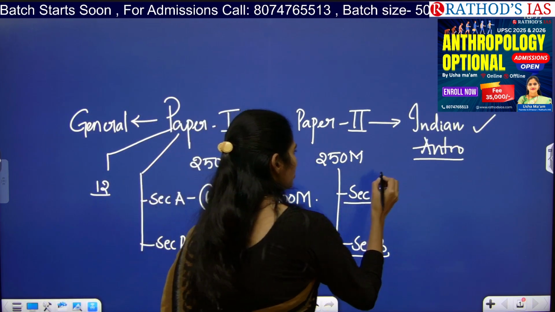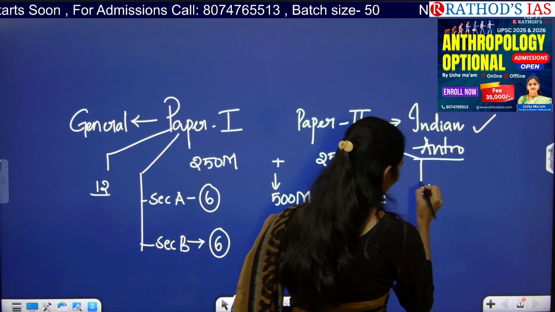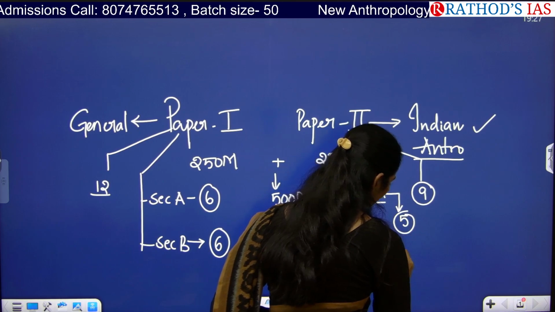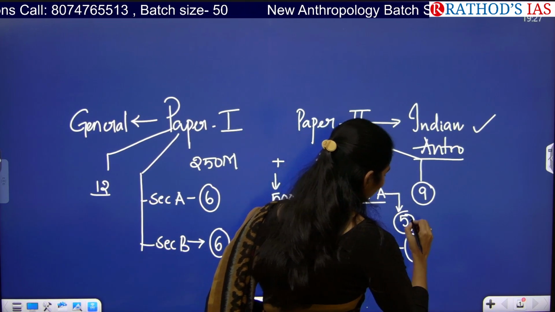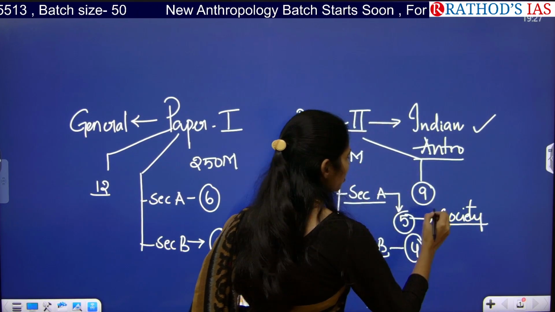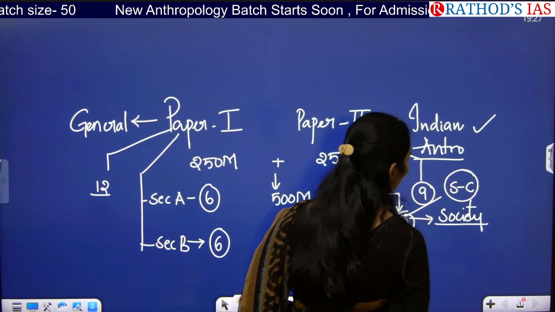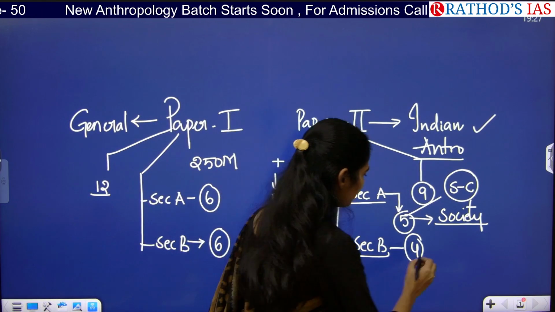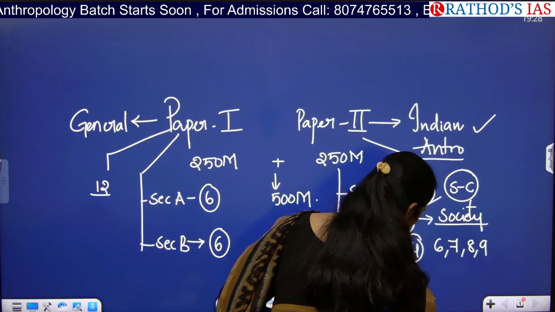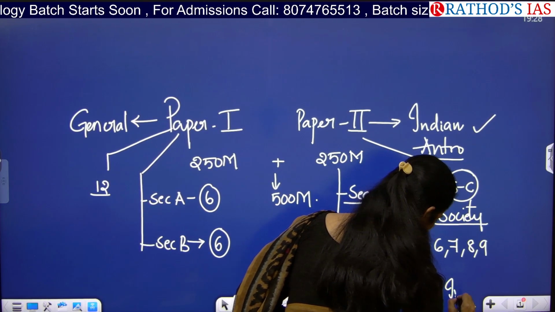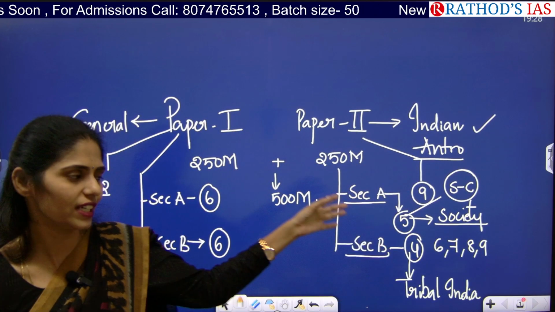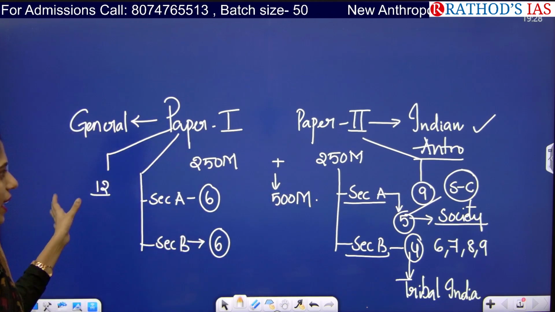How many chapters are there in your Paper 2? We have just 9 chapters. Out of these, we will have 5 chapters in Section A and 4 chapters in Section B. The 5 chapters in Section A are related to society, that is, socio-cultural anthropology, from the 1st chapter to the 5th chapter. Section B is from the 6th, 7th, 8th and 9th chapters, related to tribes, tribal India. So the entire Section B is related to tribal India. I hope you got some idea now.